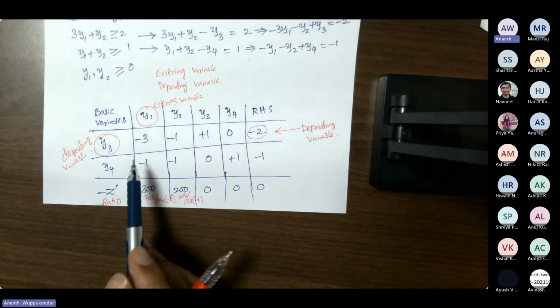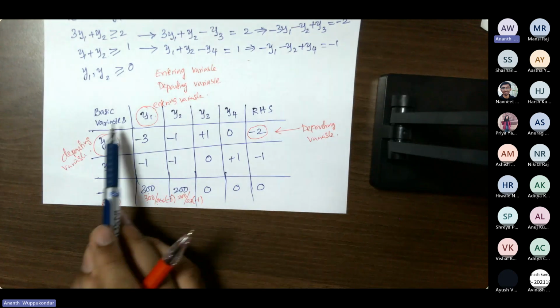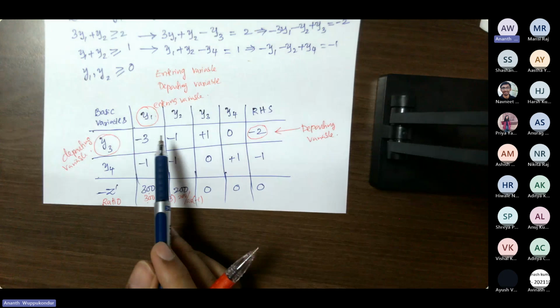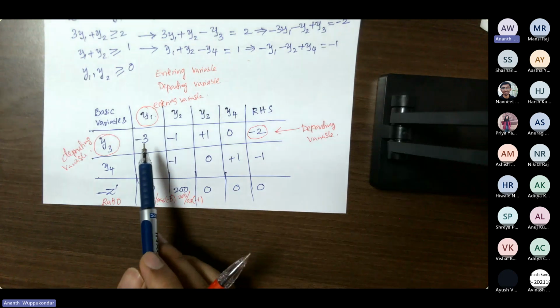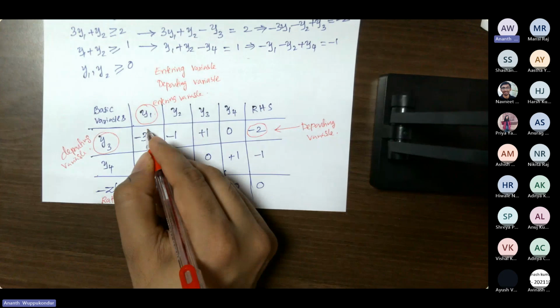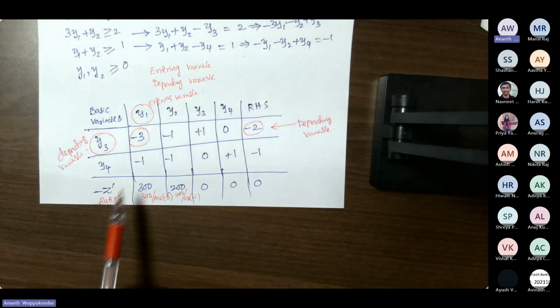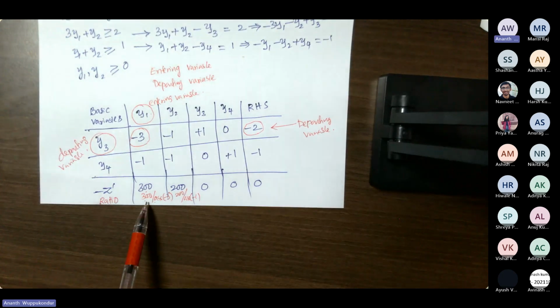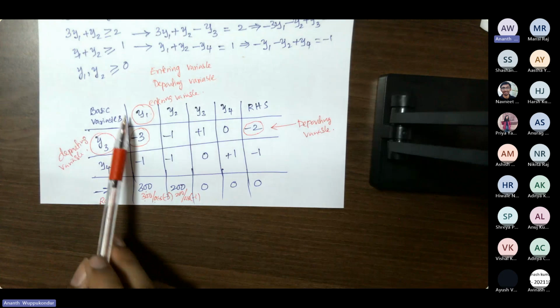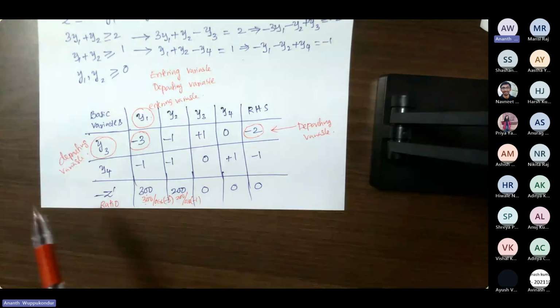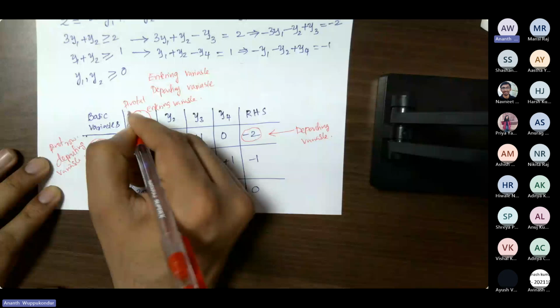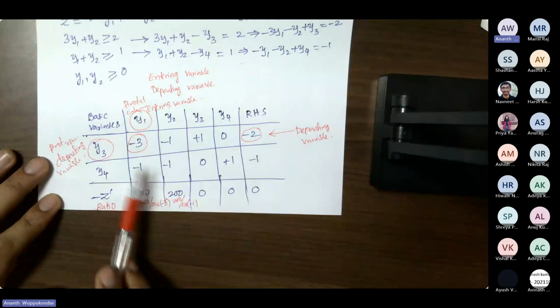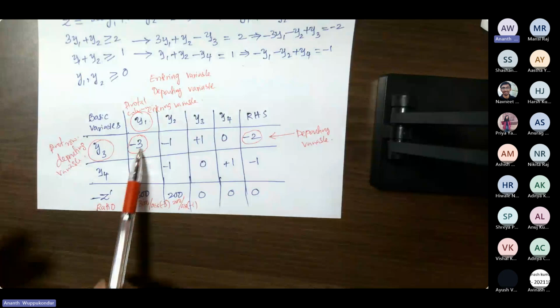So once you identify the entering variable, departing variable, the pivot column and the pivot coefficient. In this case, the pivot coefficient is minus 3. So this is our entering variable. This is our departing variable. And then we also have the ratios. This is our pivot row and this is our pivot column. The coefficient that is common to both the pivot row and pivot column becomes our pivot coefficient.